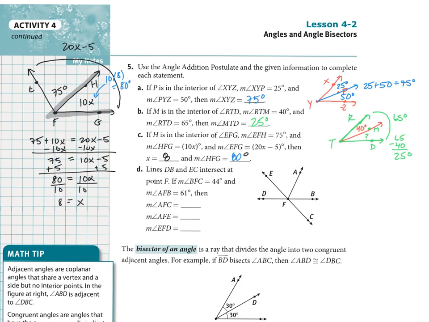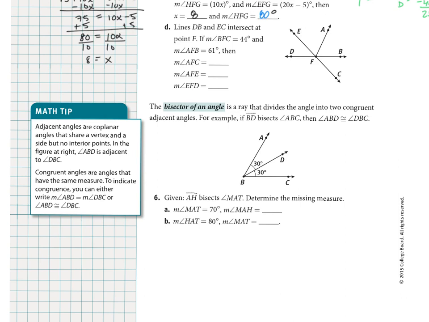Let's go ahead and look at part D. Part D says that we have lines DB and EC intersecting at point F, as we can see in the picture. It says if the measure of angle BFC is 44 degrees, and it also tells us the measure of angle AFB is 61 degrees, then we have to figure out the measures of all the other angles. So I'm going to give you an opportunity right now to pause the video, and I want you to try this problem on your own.